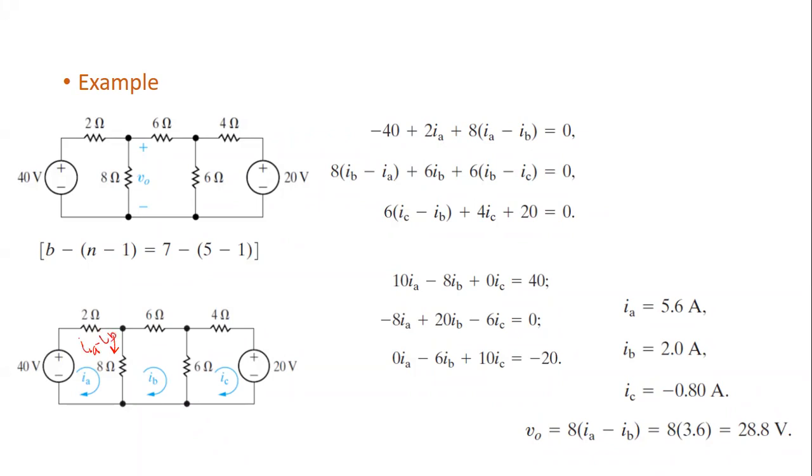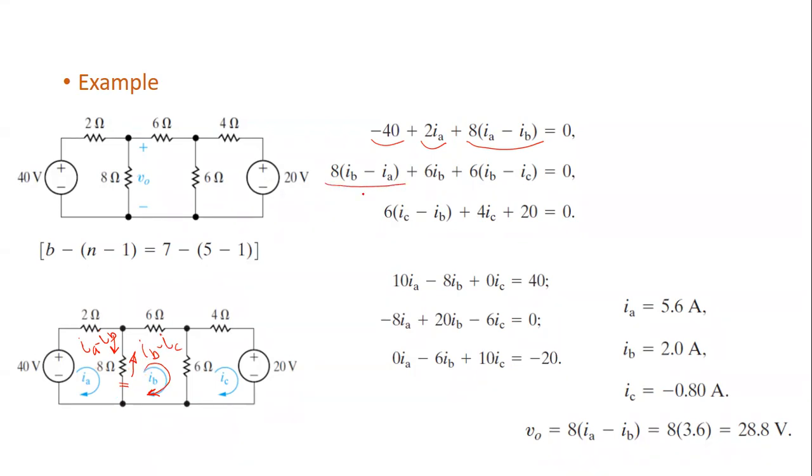So this will be IA minus IB. So we have negative 40 plus 2 IA plus 8 times (IA minus IB) equal to 0. Now let's go to the middle, and we will start with this component. Here we have this component 8, and I need to multiply it by the current which is going upward, because the direction of IB is in this direction. So the current which is going upward is IB, as you see, minus IA, because IB is in the direction upward, while IA is downward.